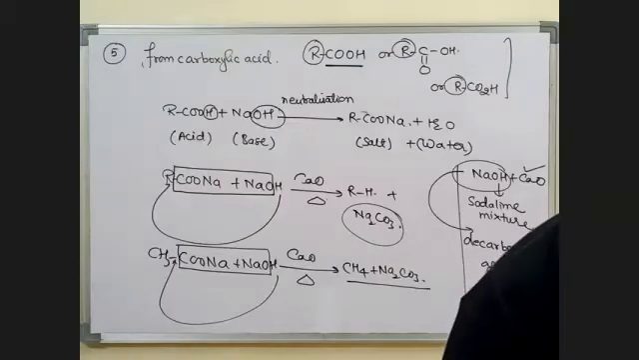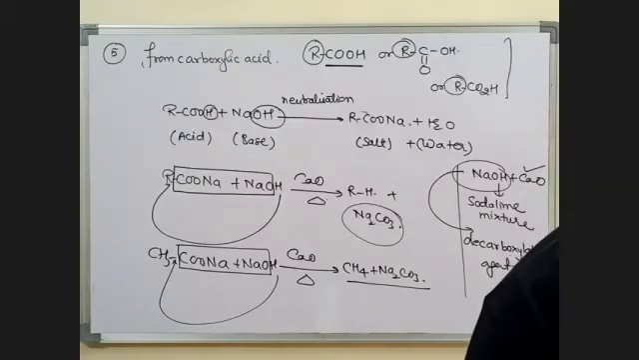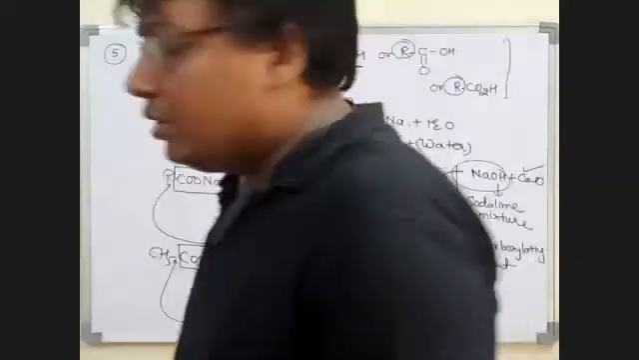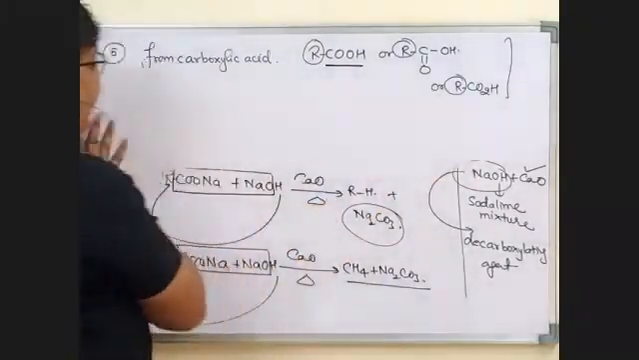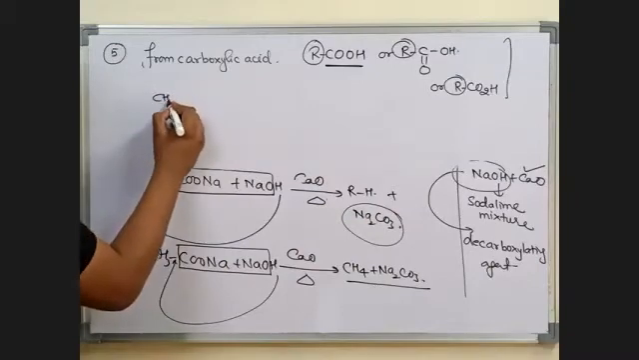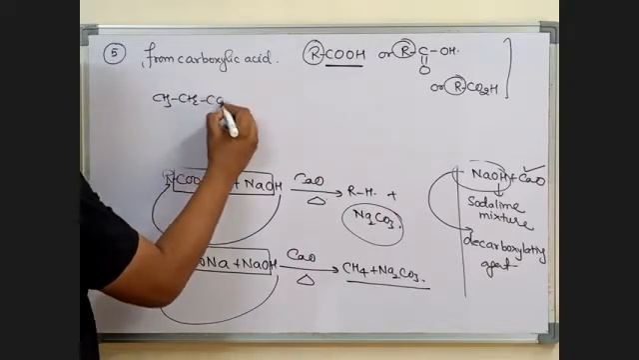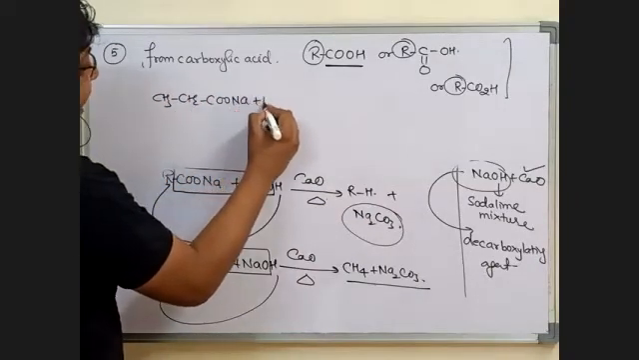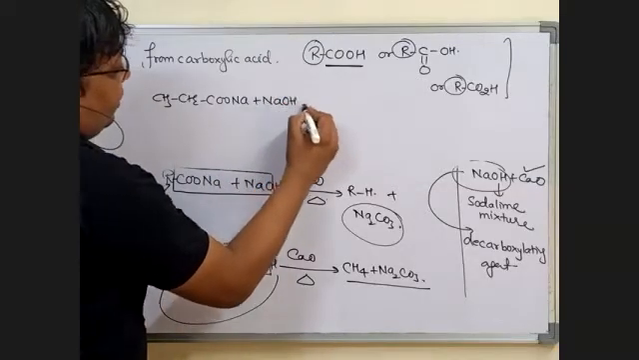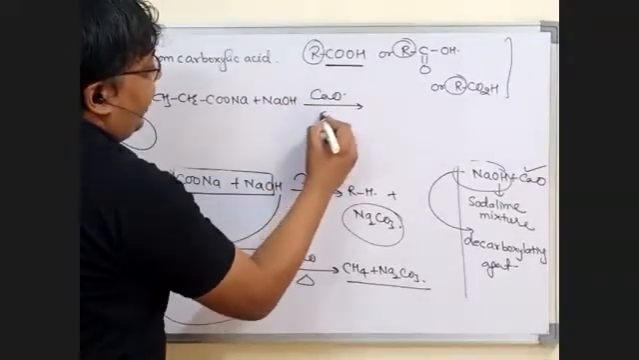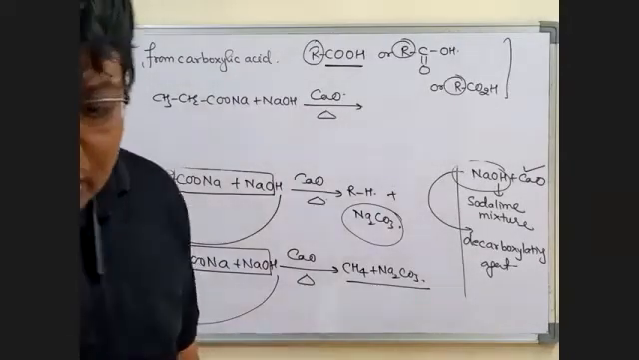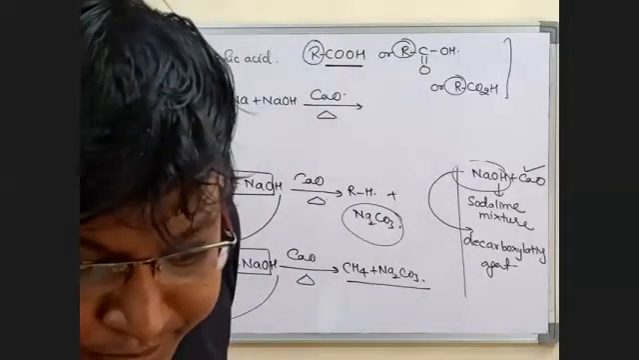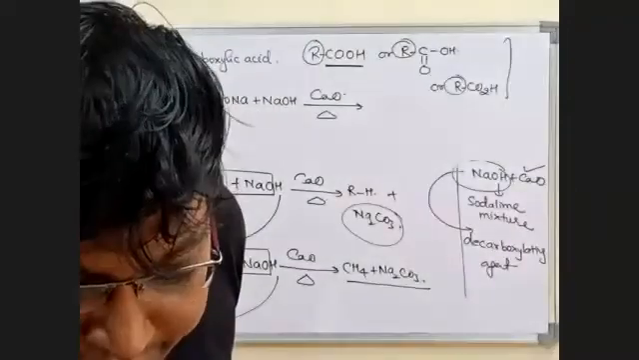Now students, third reaction. Suppose you are having CH3CH2COONa reacts with NaOH and CaO on heating. You tell me which alkane you are getting. Come on students. Which alkane are you getting?